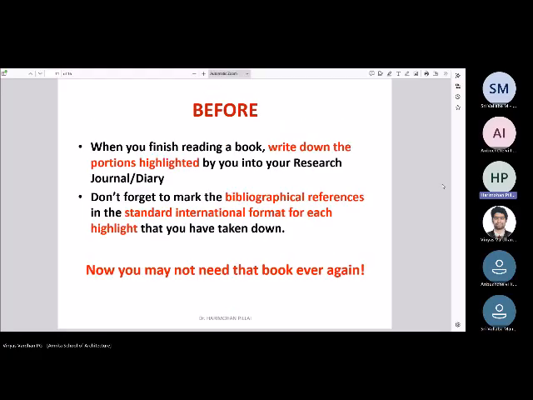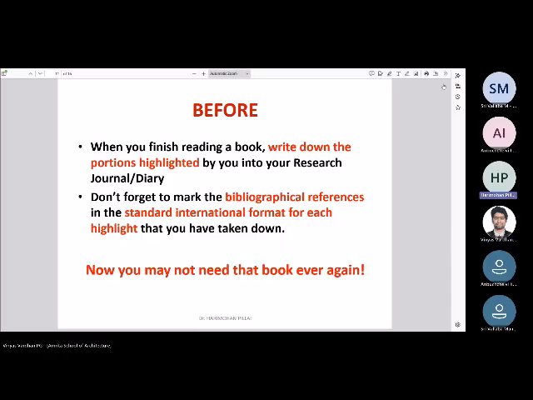So when you finish reading a book, write down portions highlighted by you into your research journal or diary. Don't forget to mark the bibliography at that time itself in the notebook. In your notebook, you must do bibliographical references in the standard international format for each highlight. I hope you are aware of this. If not, we'll have a class. And those who have done post-graduation should be aware of the international format for giving references.